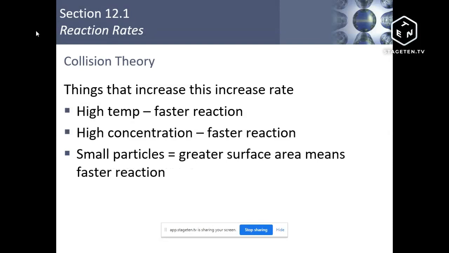Smaller particles, meaning if you have a solid, this only works with a solid, you increase the surface area, right? You break it up, you cut it up into strips, you pound it in kind of a mortar and pestle.